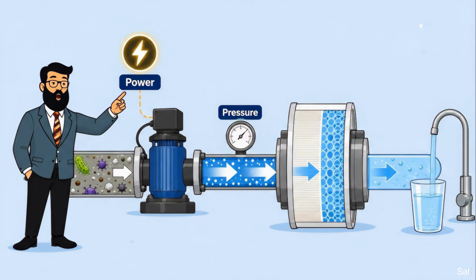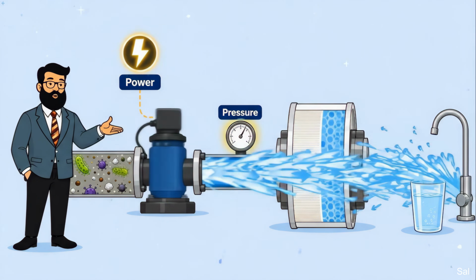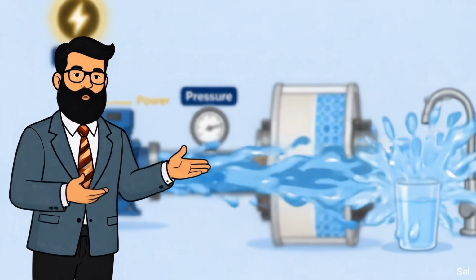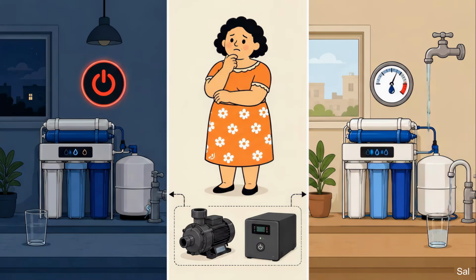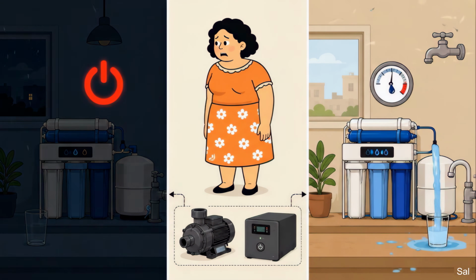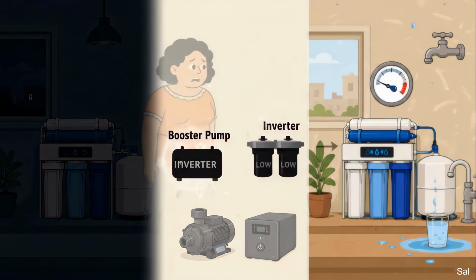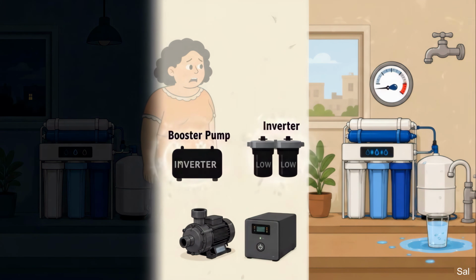Second, RO requires electricity and high water pressure to function. The pump needs power to create the immense force required to push water through those tiny pores. If your home suffers from frequent power cuts or low water pressure, a standalone RO system will not function without additional booster pumps or power backups.